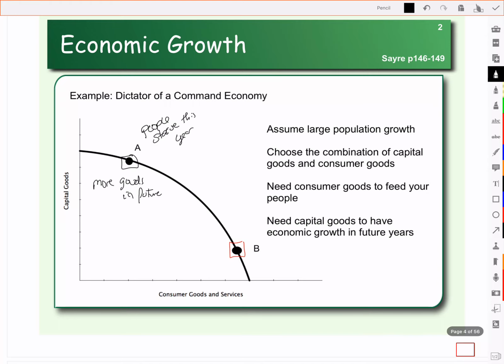Option B says we're going to make lots of consumer goods, which means your people get lots of goods now. But in the future, as your population grows, and when you need more things in the future, because you didn't invest in capital goods, you have no machines or tools, you won't be able to make those other items in the future. So with option B, your people starve next year.